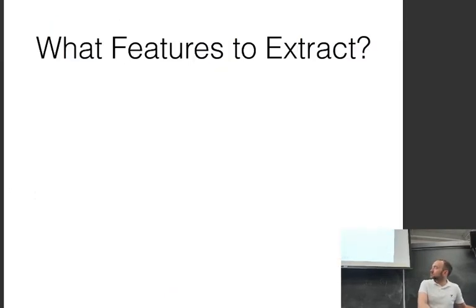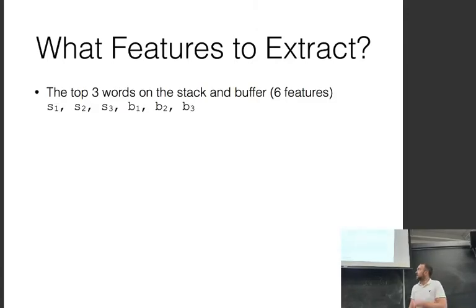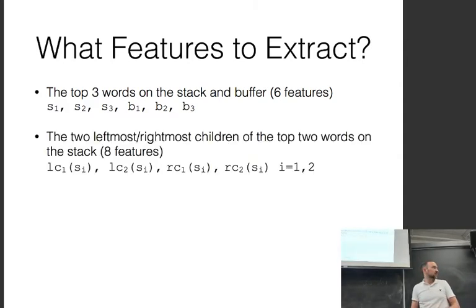So what features do they extract? They extract the top 3 words on the stack and the buffer, and then they use the word embeddings from those top 3 words. They extract the 2 leftmost and rightmost children of the top 2 words on the stack. So S1 is the top word on the stack, and Si is the ith word on the stack. LC1 is its first left child. LC2 is its second left child. So they extract all of these.